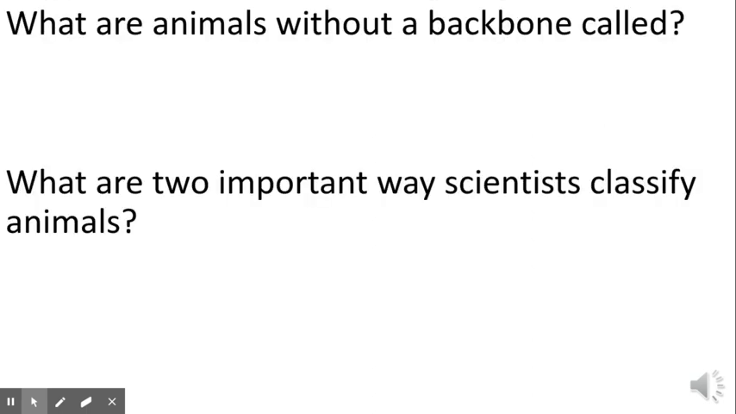What are animals without a backbone called? If you remember, they're called invertebrates. The prefix in means none, or they don't have any, so no backbone. What are 2 important ways scientists classify animals? Well, we've heard already that scientists classify animals by whether they're vertebrates or invertebrates. And we're going to hear next time about how scientists classify animals into groups, whether they are warm-blooded or cold-blooded.